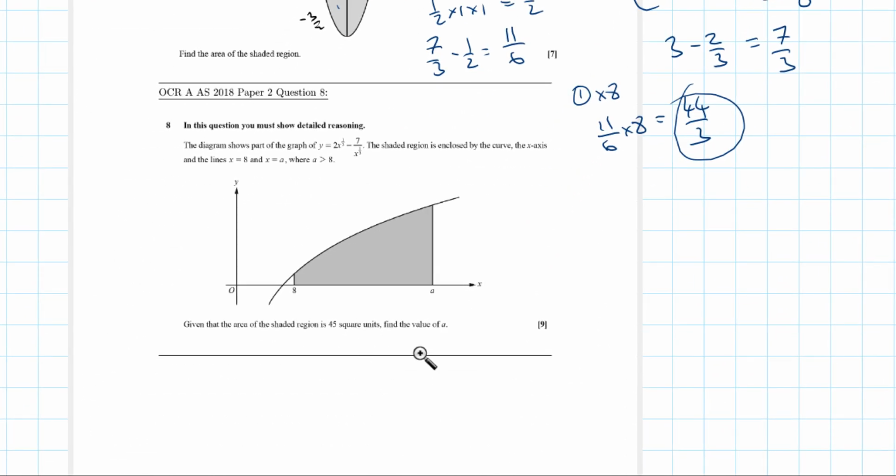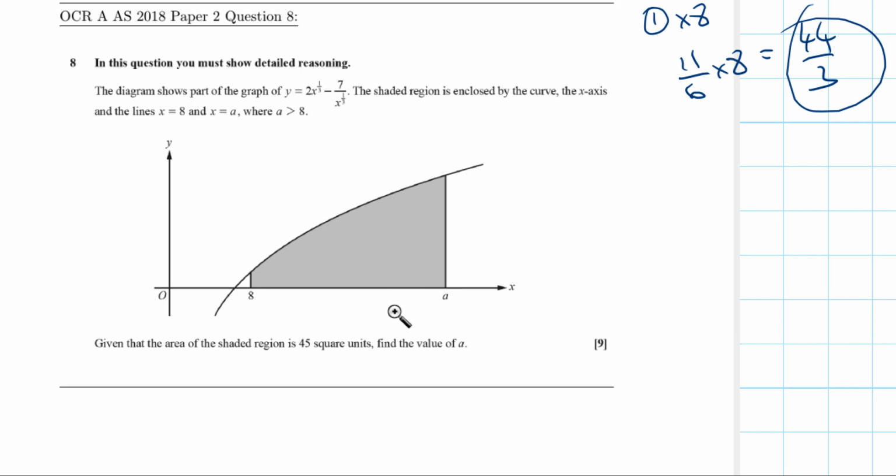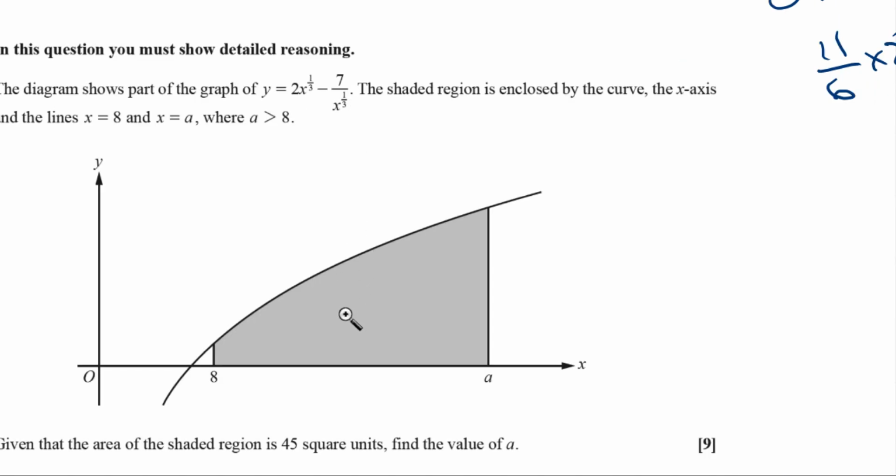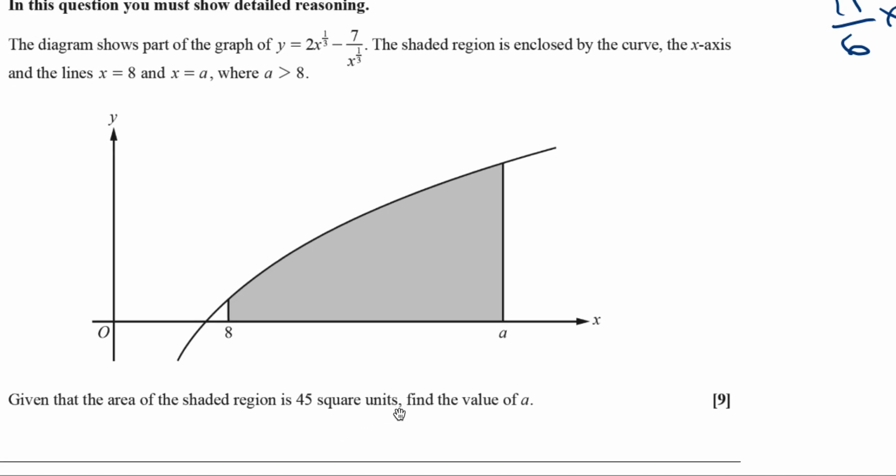The next question we have, question 8. The diagram shows part of the graph y equals 2x to the power 1 over 3 minus 7x to the power 7 minus 7 divided by x to the power 1 over 3. The shaded region is enclosed by the lines x equals a and x equals a. If we know that the shaded region is 45 square units, find the value of a.